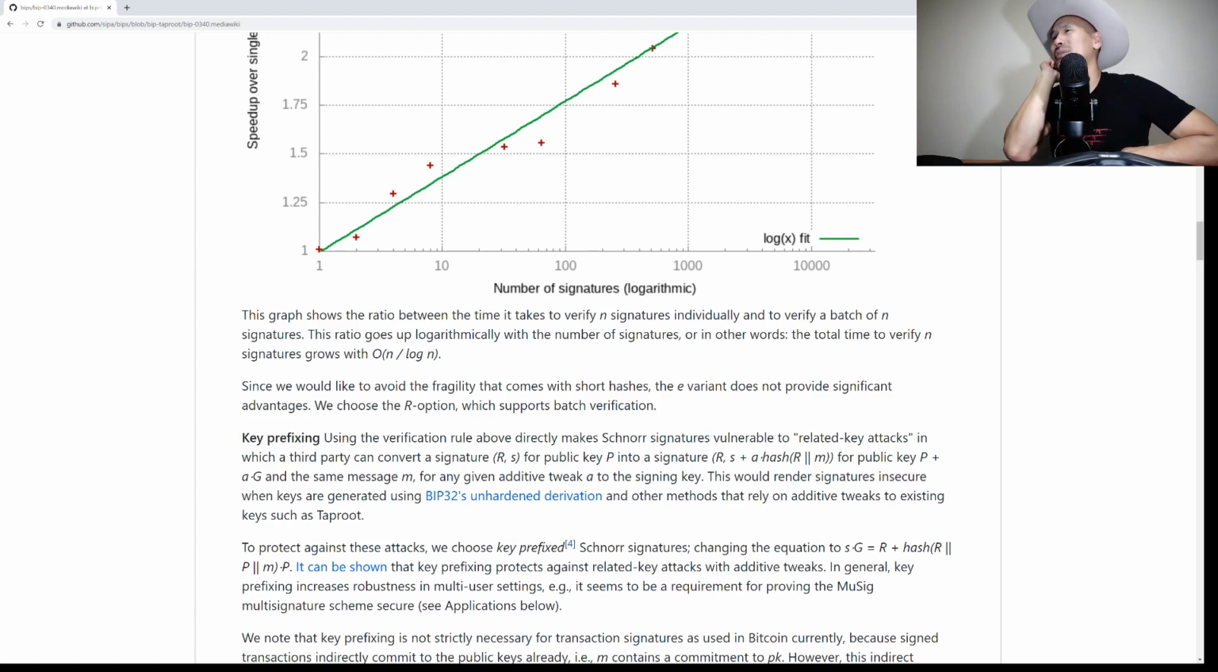Since we would like to avoid the fragility that comes with the short hashes, the E variant does not provide significant advantages. We choose the R option, which supports batch verification. So instead of using E, which may allow for shorter hashes, they're choosing the R option, which supports batch verification, which is a big win. And from a design perspective, that is the correct choice to make here.